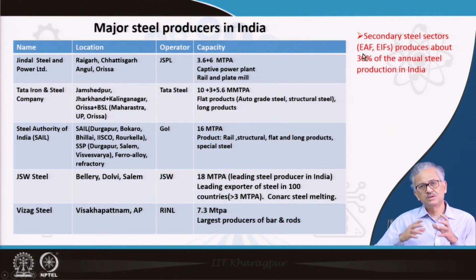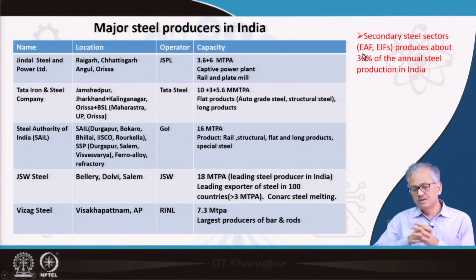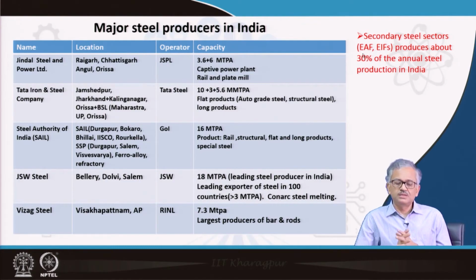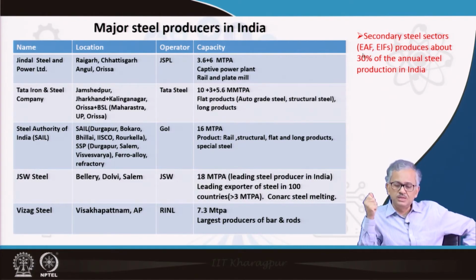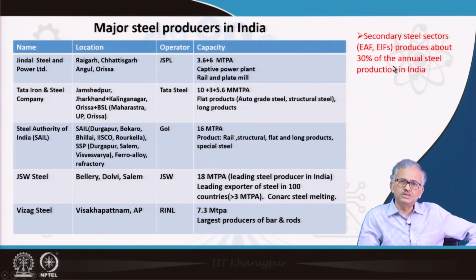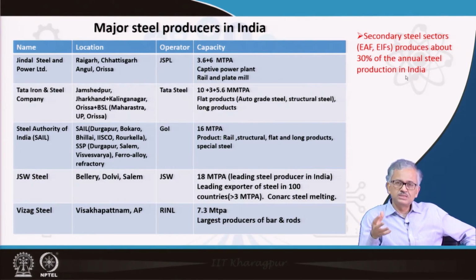But secondary steel sectors are there, based on electric arc furnaces, small electric arc furnaces and electric induction furnaces. A lot of steel production in India comes from there, about 30% of the annual steel production. Out of 100, 30 million ton is produced by the secondary steel sector. In the secondary steel sector, the major raw material is basically iron ore, scrap or sometimes DRI. Basically they are based on cold charge and produce locally.